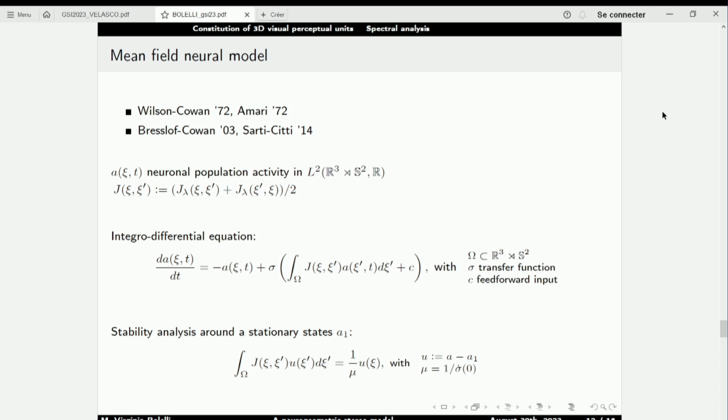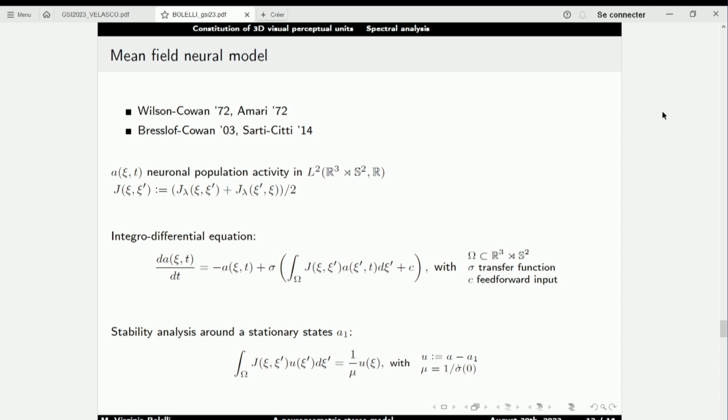And if we generalize stability analysis, for example, used by Bressloff and Cowan to study visual hallucinations, or used by Sarti and Citti for studying the emergence of bidimensional percepts, since in a neighborhood of a stationary state the equation becomes linear, we know that stability analysis translates into an eigenvalue problem.